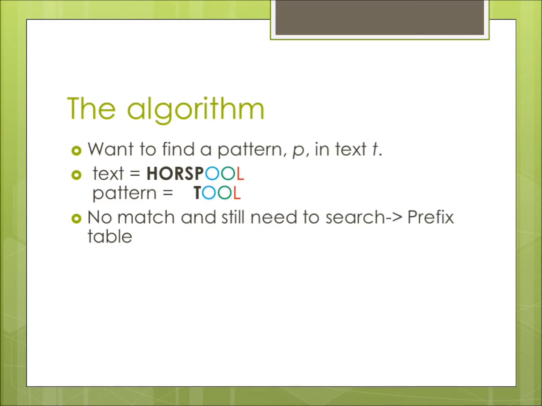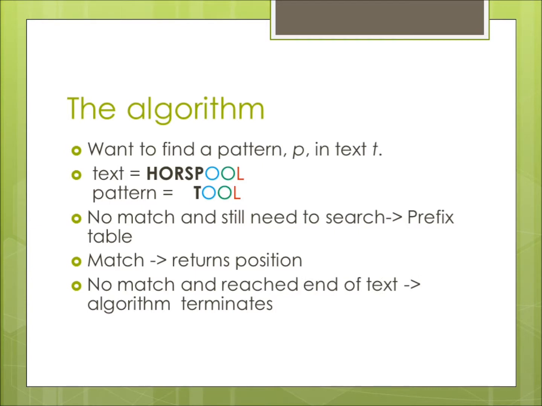This then repeats until there is not a match, but still characters are to be read in the text, in which case we use a prefix table to move the pattern along, which will be shown later. If there is a match, then the algorithm returns the position of where the substring starts, and if there is no match and we've reached the end of the text, then the algorithm terminates.